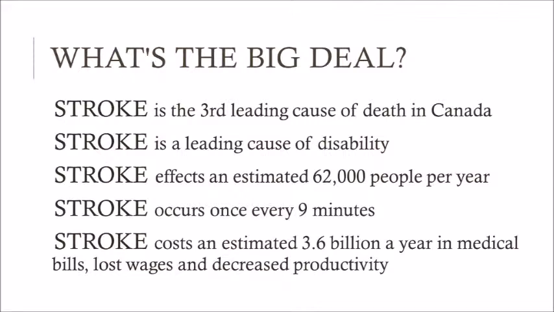What's the big deal about stroke? Stroke is the third leading cause of death in Canada. 20 to 30% of patients who have a stroke will die within the first 30 days of the onset of symptoms, and about 40% will die within the first year. It's a leading cause of disability in Canada, affects a huge population of people, occurs every 9 minutes, and costs both in medical bills, lost wages, and decreased productivity of the patient suffering the stroke.